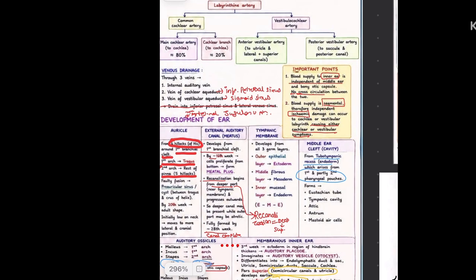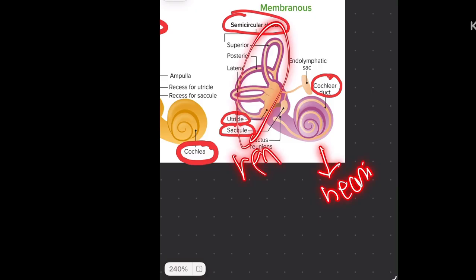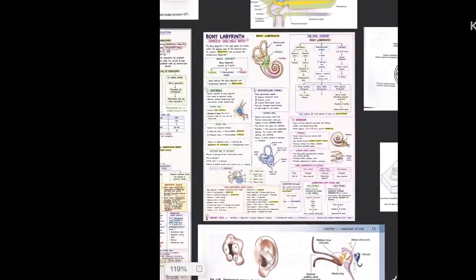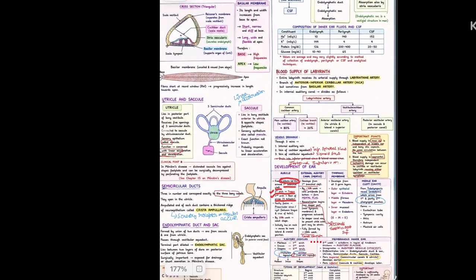If, for example, this cochlea gets ischemic, what will happen? It can lead to hearing loss only. This will still get blood supply, so it won't lead to vertigo. But if this is ischemic, then vertigo will be there and hearing loss won't. So either of them will be present. That's why a blood supply problem can affect the cochlear or vestibular system, causing either cochlear or vestibular symptoms. That's it for blood supply.